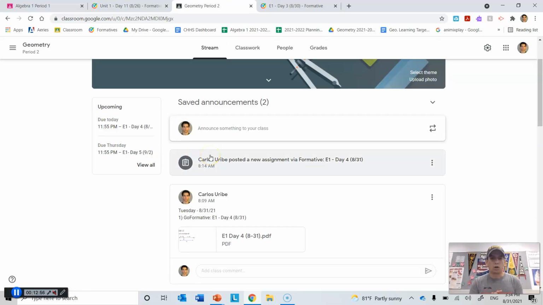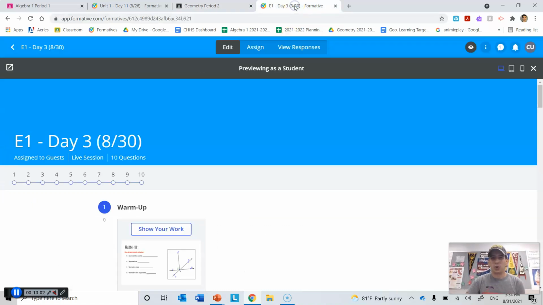And again, they also have a digital notebook through Go Formative, which is now called Formative. I have to get used to that. And if I open up an old one, it looks very similar to my Algebra 1 classes. I like to run both of them pretty much the same way. I find that structure really helps students.